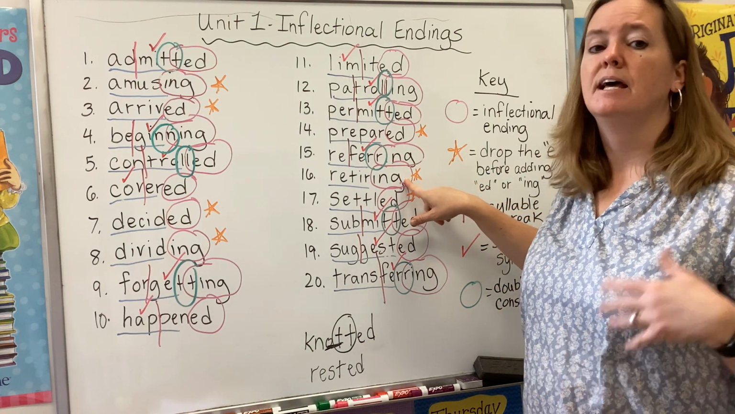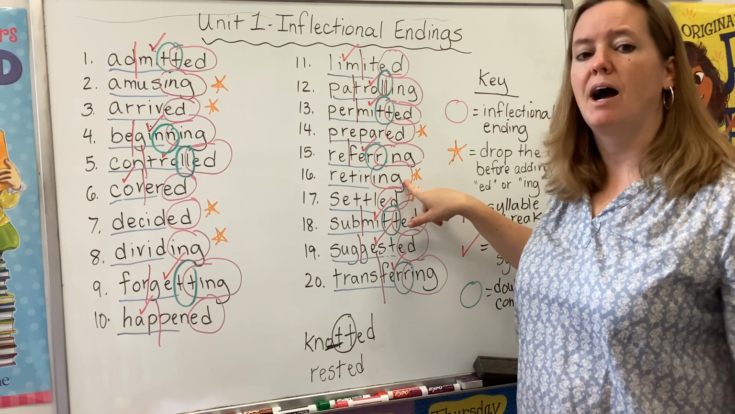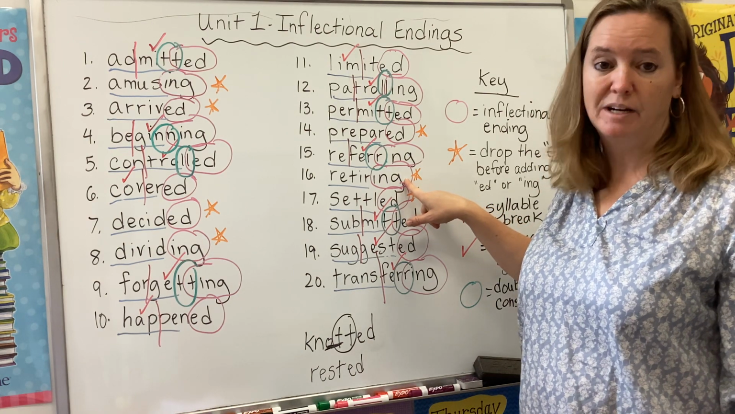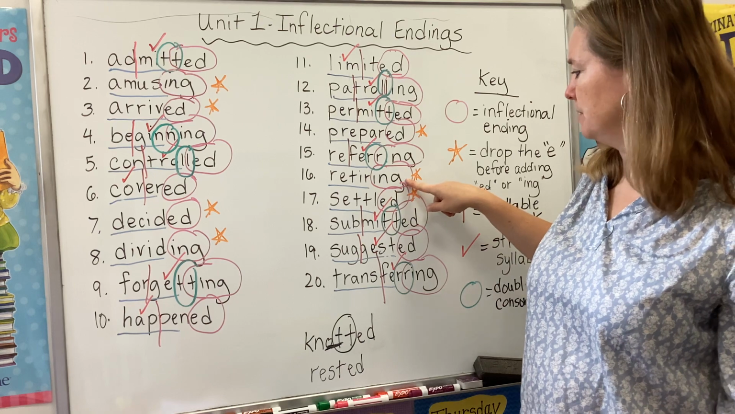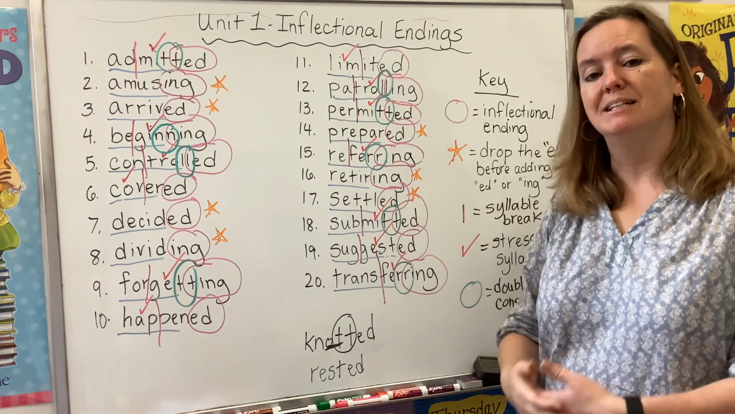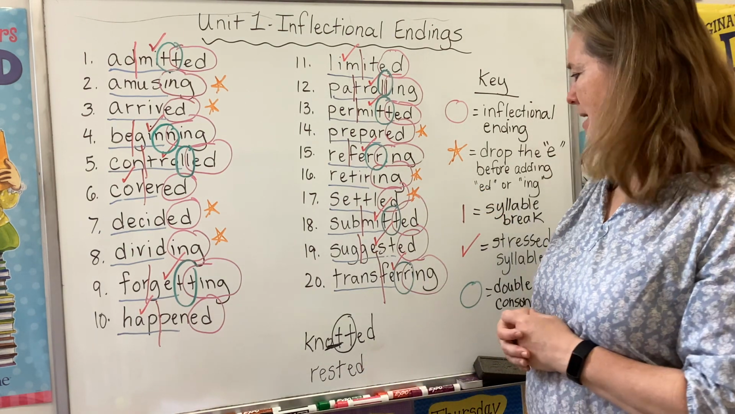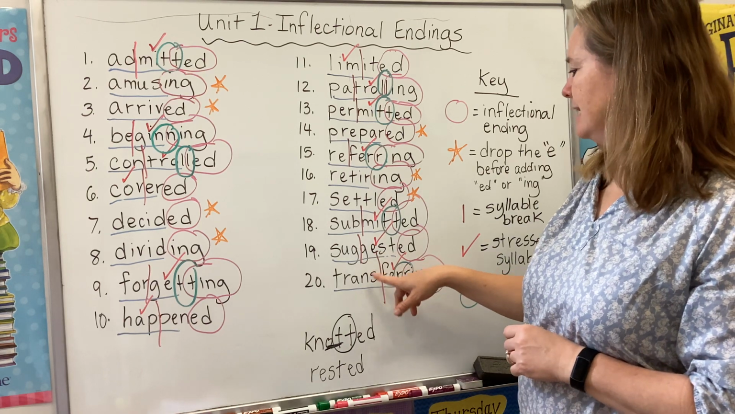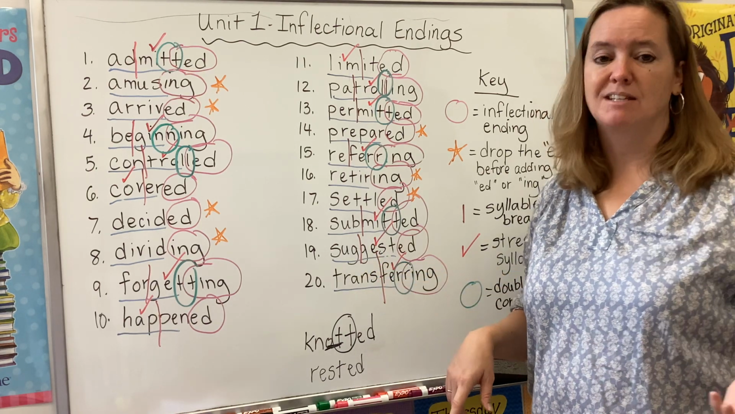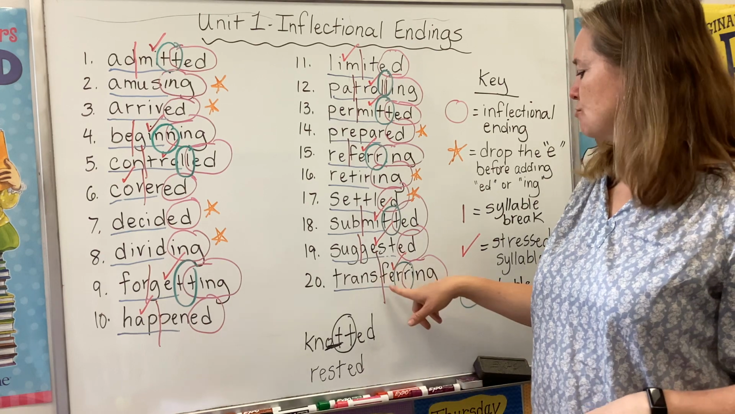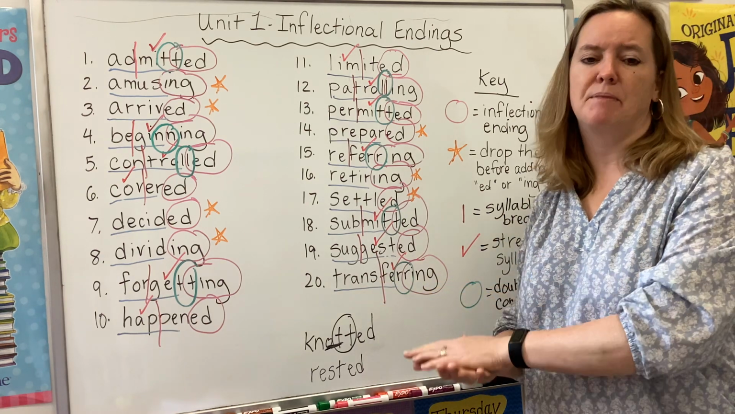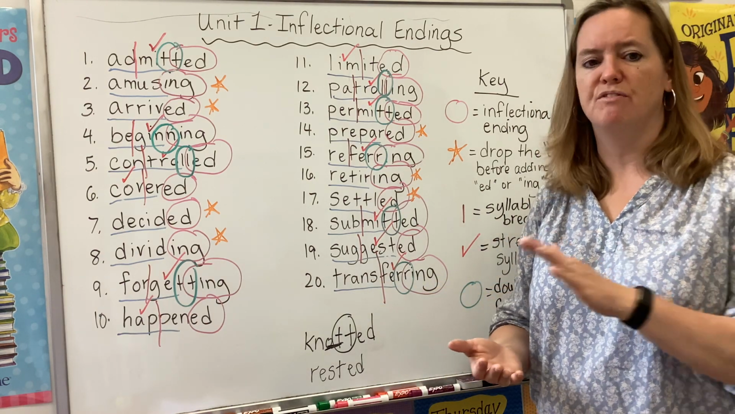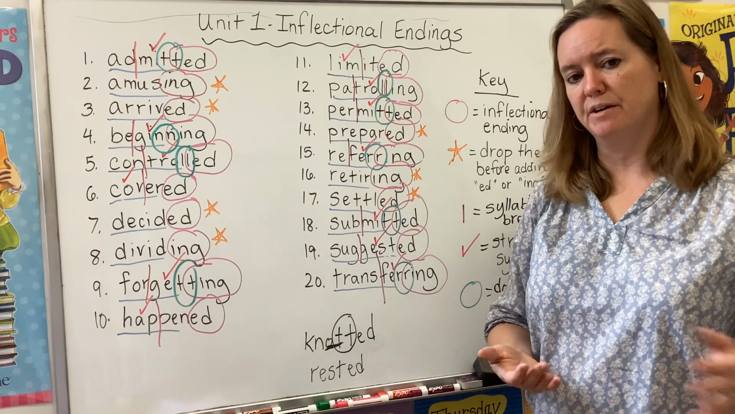Retiring, that means ending work. Maybe you've gotten older and you've decided you're not going to work anymore, so now you're retiring. Submitted means handed in, like I submitted my test. And then suggested means you gave someone an idea. Transferring means sending something from one person to another, or from maybe one bank account to another.